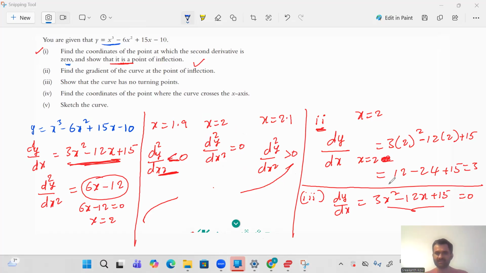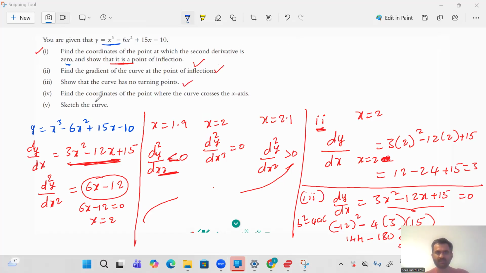The way you can prove that is you do b square minus 4ac. So b square is minus 12 whole square minus 4 times a is 3, c is 15. If you see, this is 144 minus 180, which is less than 0. If b square minus 4ac is less than 0, then it has no possible x values. If you cannot find the x values, then it has no stationary points or no turning points. This part is also done.